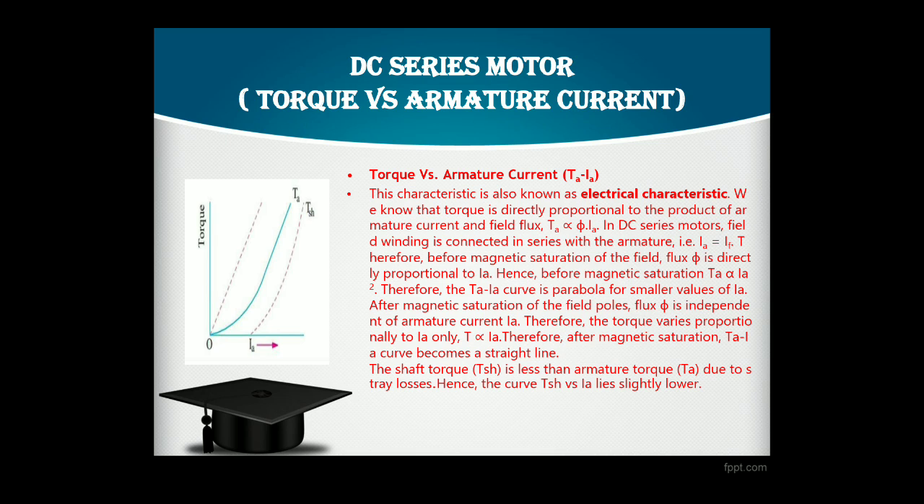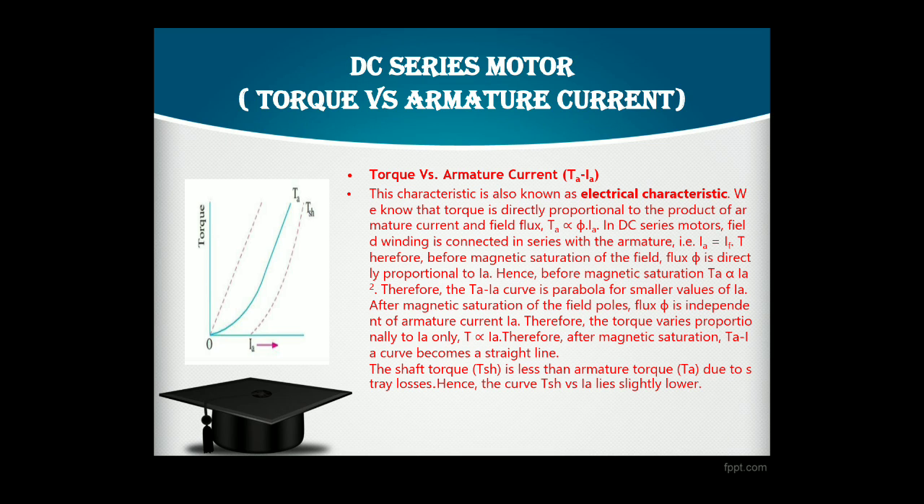After magnetic saturation, the field pole flux phi is independent of armature current Ia. Therefore, the torque varies proportionally to Ia only. So T is proportional to Ia after the saturation, and the TA versus Ia curve becomes a straight line. But before that, it is parabolic in nature, that means TA proportional to Ia square. So torque increases as the square of the armature current.